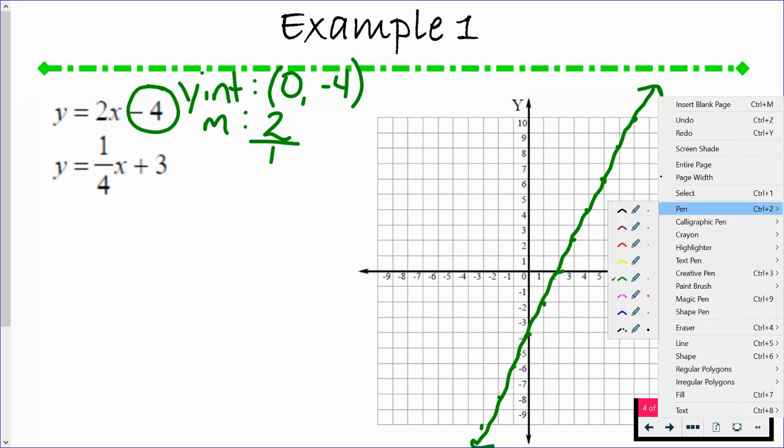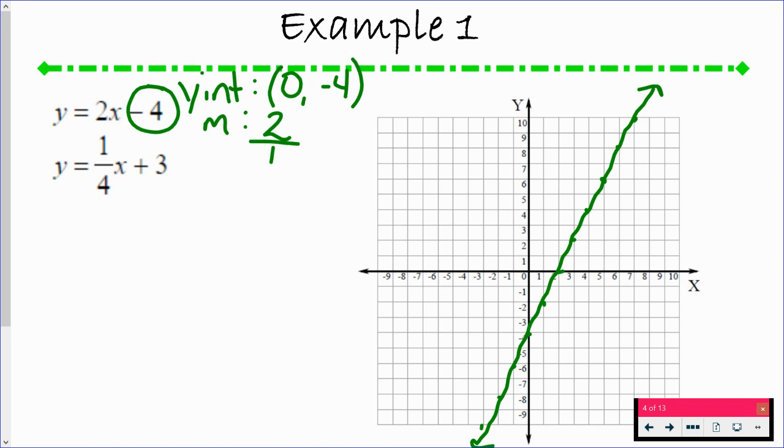I'm just going to switch to another color. Go purple. Hopefully that works. Also keep in mind what your line should look like. Y equals 2x minus 4 is a positive slope line, so your line should be a positive line, which I do notice, so I'm looking good. All right, now my second equation, y equals 1/4 x plus 3.